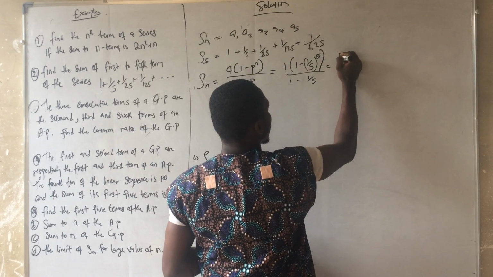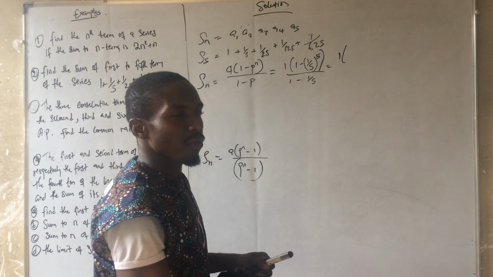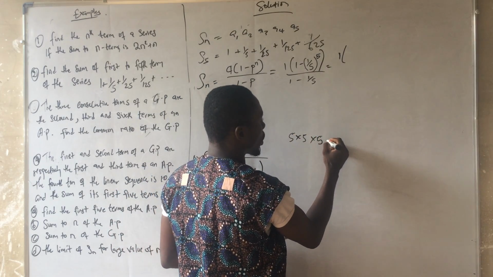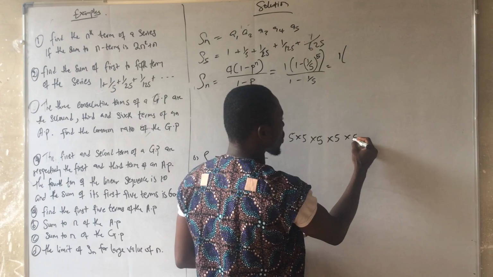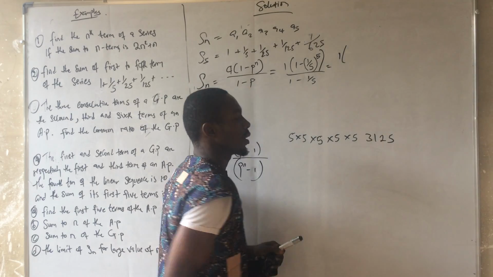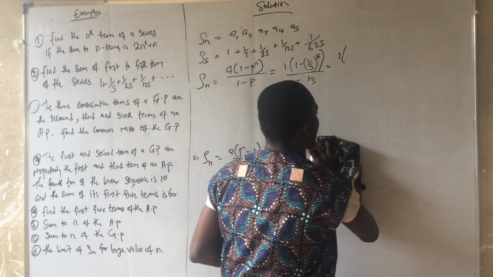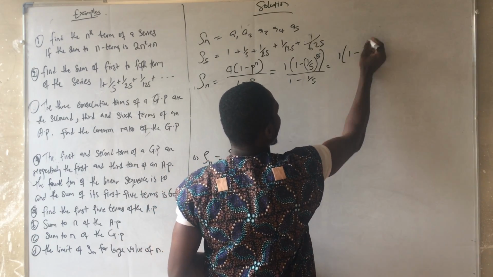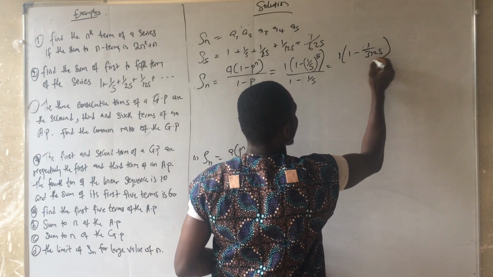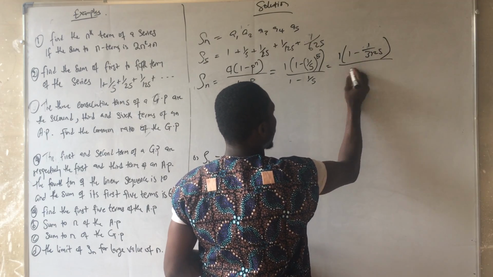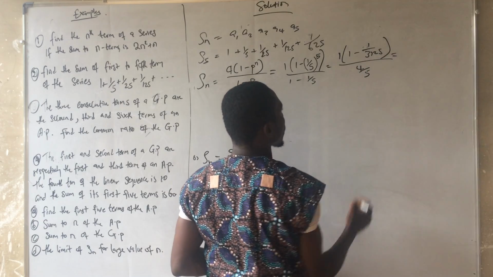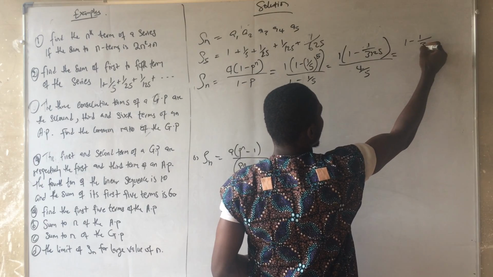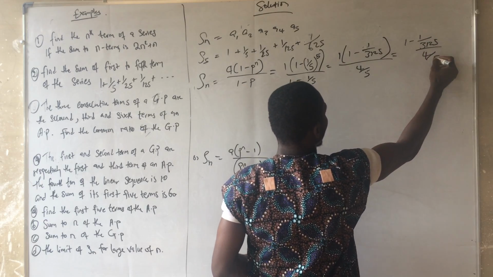1 over 5 raised to the power of 5. This is 5 times 5 to give us 25, times 5 to give us 125, times 5 to give us 625, times 5 to give us 3125. So now we have 1 minus 1 over 3125, all over 4 over 5.